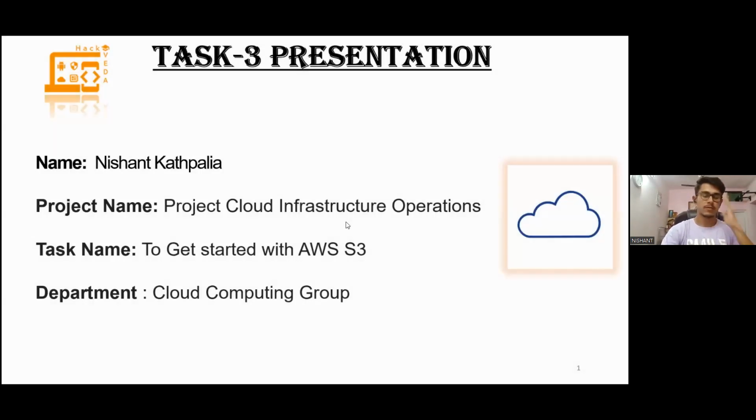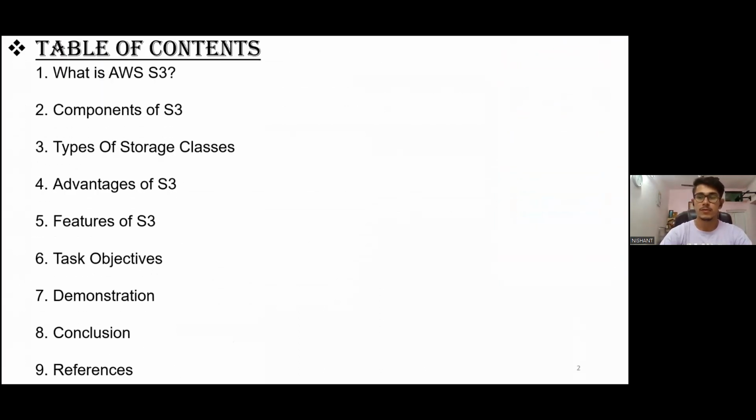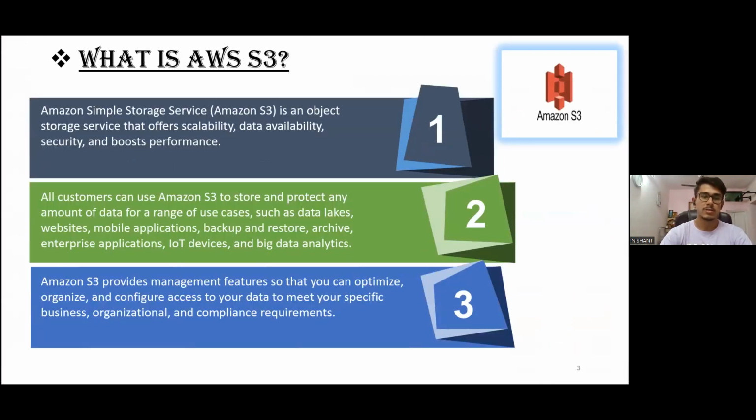So good evening, everyone. I'm Nishant, and my task name is to get started with AWS S3, and I'm from the Cloud Computing Group. So here is the table of contents for this presentation. So what is AWS S3? AWS S3 is an object storage service that offers scalability, data availability, security, and boosted performance.